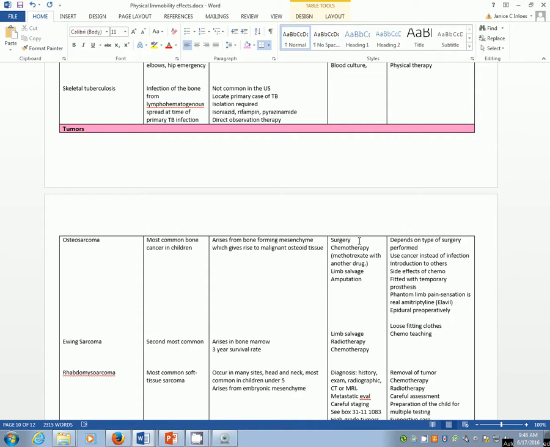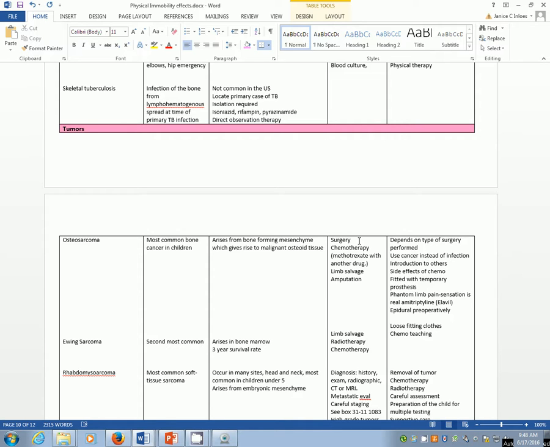One of the things you can do to help children that may need to have amputation is to introduce them to other children who may have had amputation due to the same thing. And of course, you want to be very careful about the kind of children. Some children don't adjust well, so you want to be sure that you introduce them to a well-adjusted child.